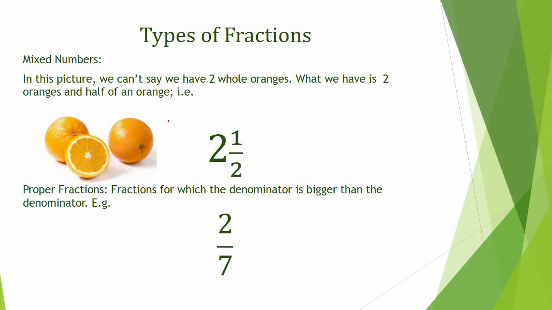So what we do here is say that we have 2 and a half oranges, and we write it like this, 2 whole number 1/2. Now we're doing this using whole numbers and fractions together, because this gives the best description of the quantity of oranges that we have in the picture.